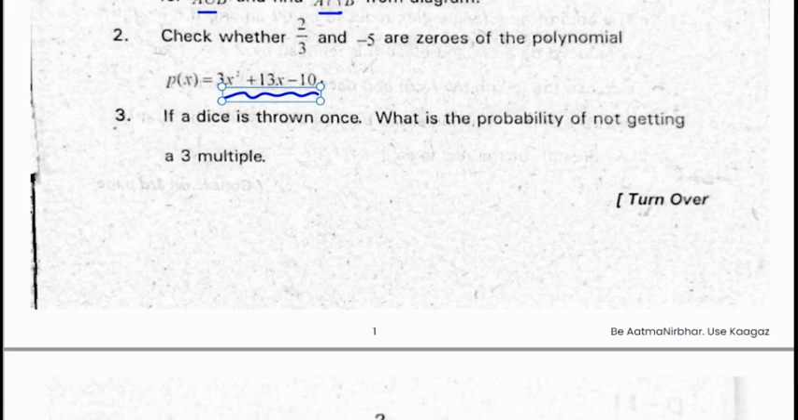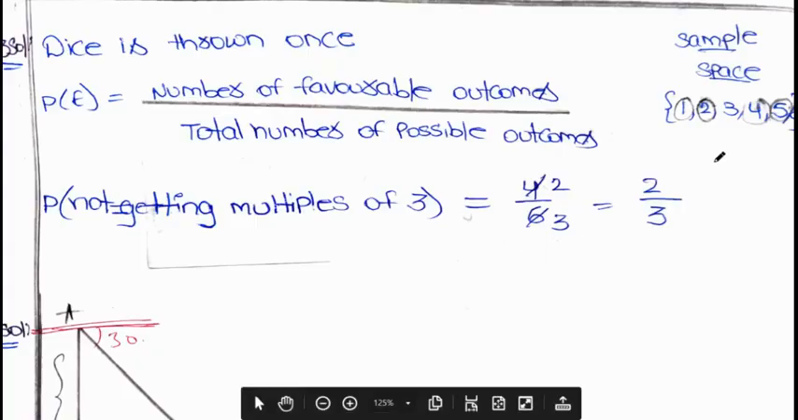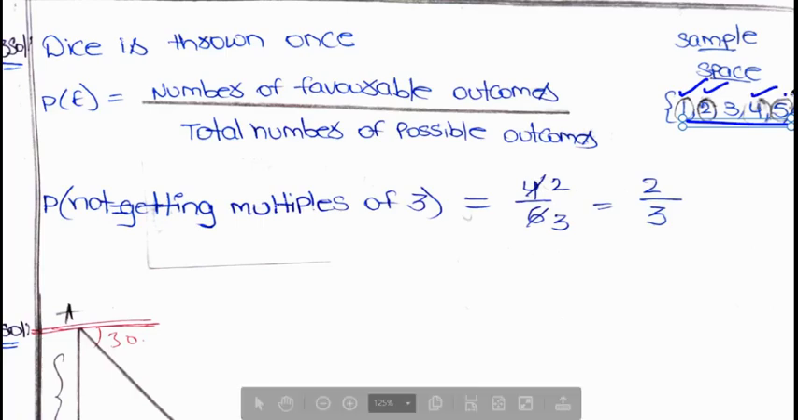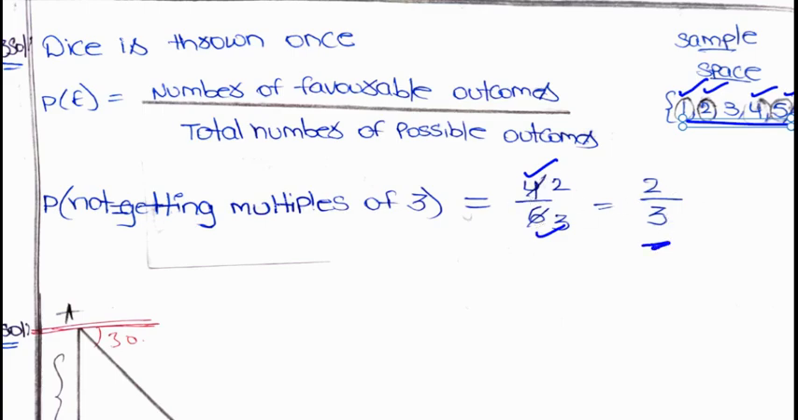Third question, if a dice is thrown once, what is the probability of not getting a multiple of 3? If a dice is thrown once, the outcomes of not getting a multiple of 3 are 1, 2, 4, 5. So there are 4 favorable outcomes and 6 total possible outcomes. So 4 by 6 is nothing but 2 by 3.